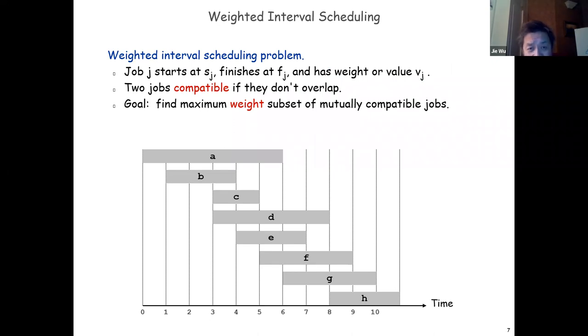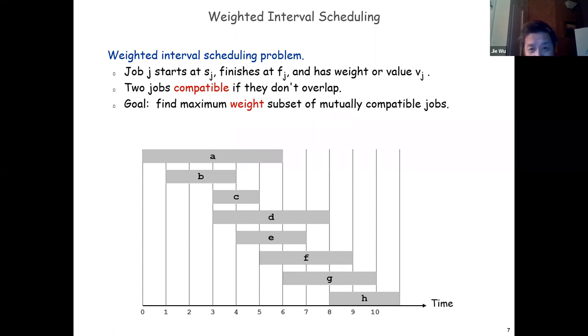So if you remember, you have a concept of compatible. That's a key thing. Two jobs are compatible if they do not overlap, right? So then you cannot schedule two jobs that are not compatible. If they don't have overlap, they're compatible. That means both can be selected.